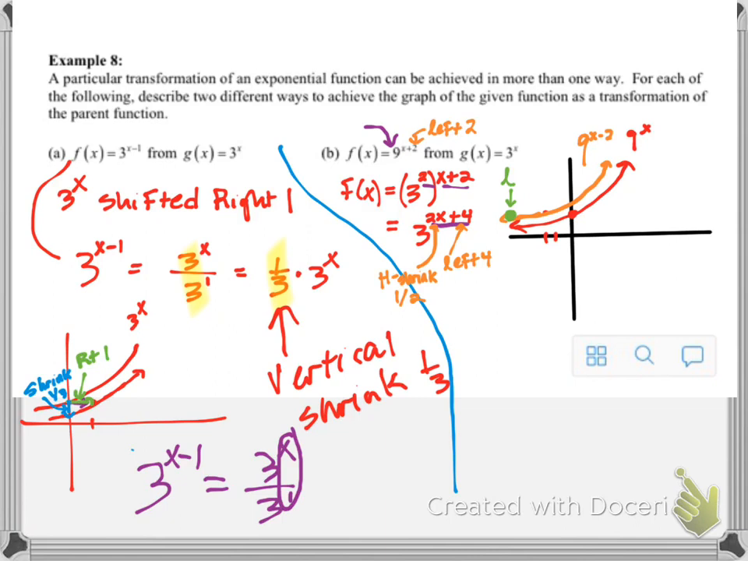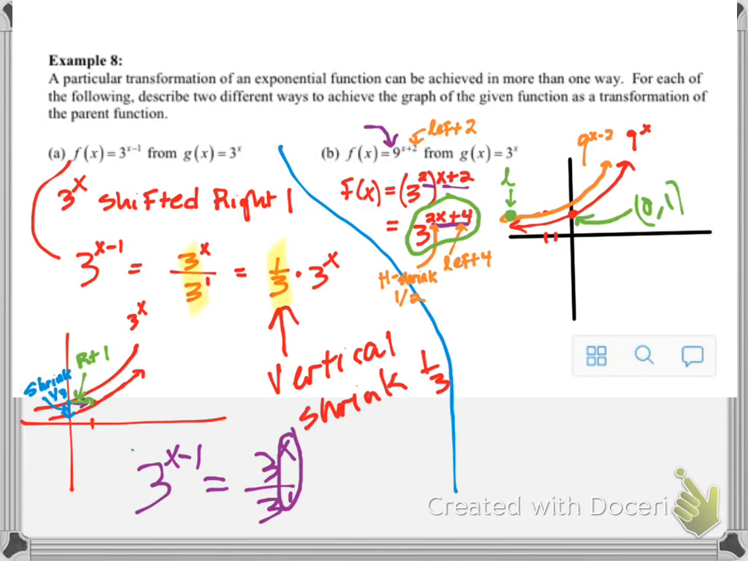Now what if I did the second transformation, which I highlight in green, this one right here. If I take 3 to the x, and I go left 4 and I shrink it by a half, what's interesting about that is 9 to the x and 3 to the x have a similar type of behavior. They both go through the point 0, 1.